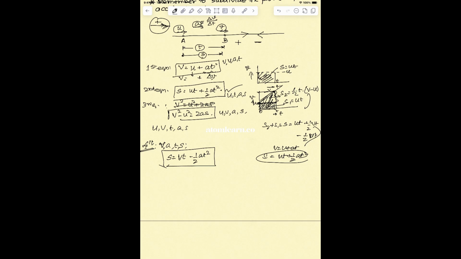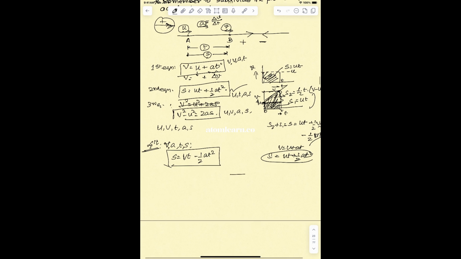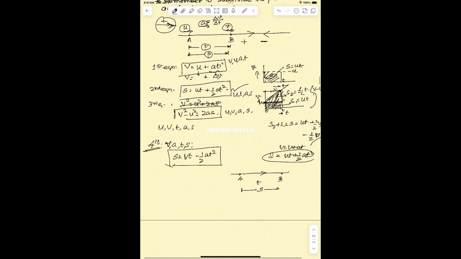For example, if you are now told that an object is moving along the straight line from A to B in this direction, then it is passing from A to B in a time of t, and then the distance between A and B is s, and then the velocity at B happens to be v. Then ask the question, what is the velocity at A given that acceleration is a? That means you are given v, you are given t, you are given s, you are asked about u.